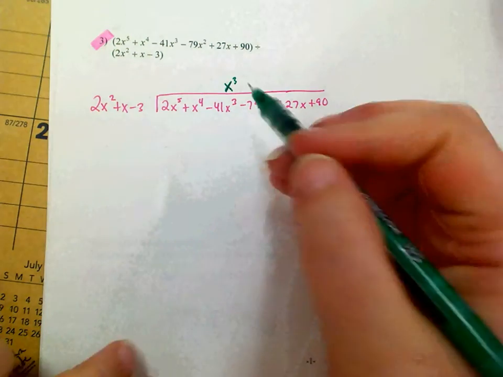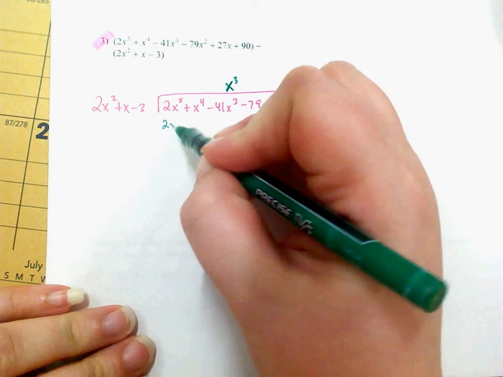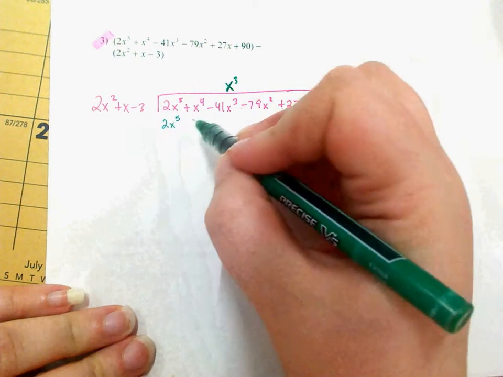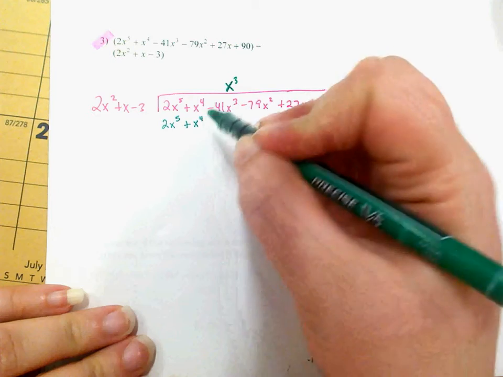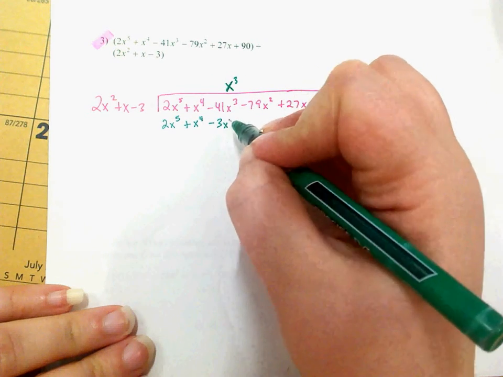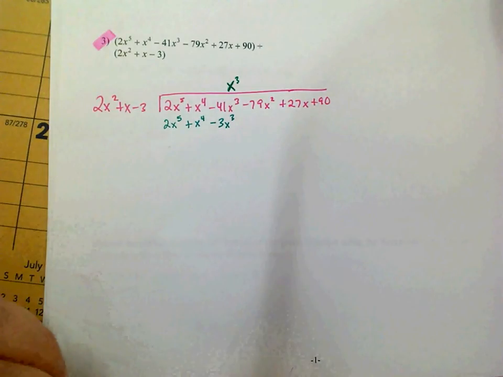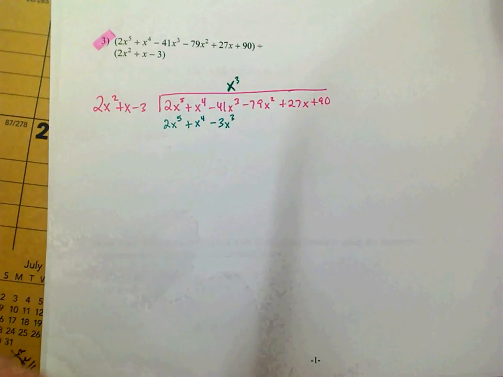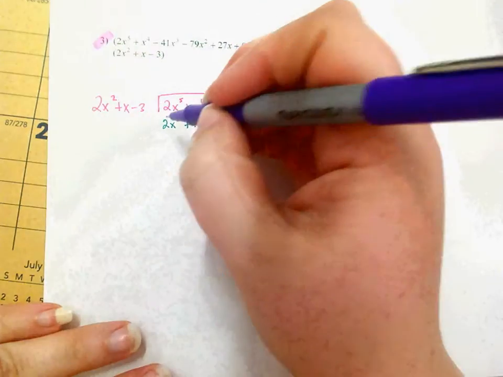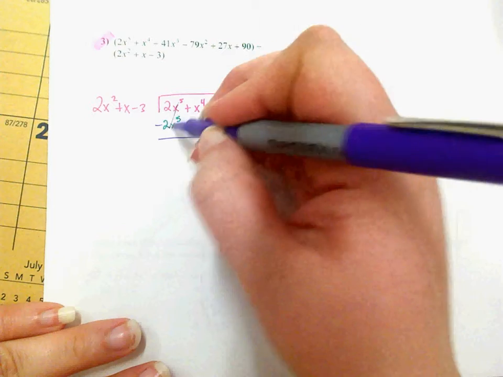So I multiply x cubed times all of those, and I get 2x to the fifth. X cubed times x is x to the fourth, and then x cubed times negative 3 is negative 3x cubed. And then we subtract. So minus, minus, plus. Those cancel out, and in fact, those do as well.